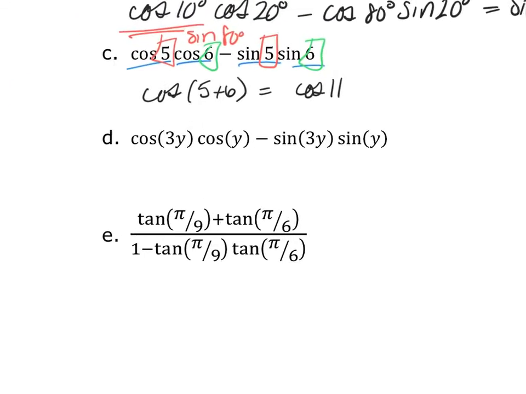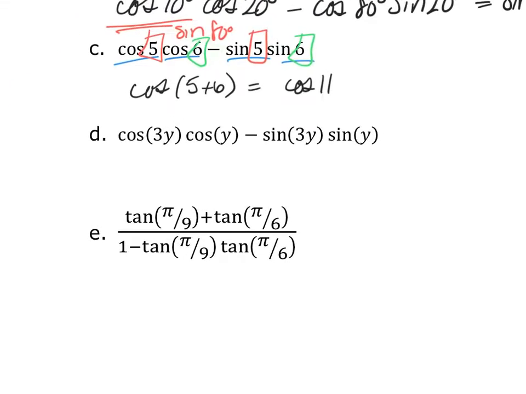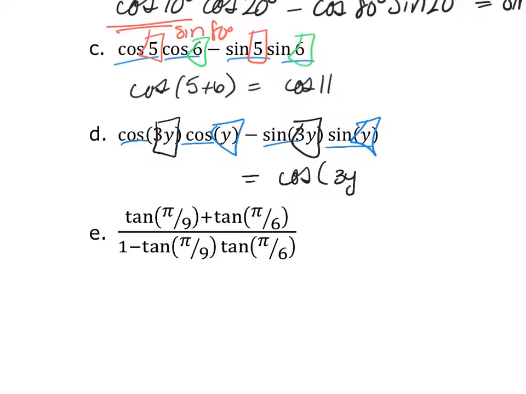All right, what about D? Do we see any pattern recognition here? Yep, what do we see? I see cosine, cosine, cosine, cosine, sine, sine. This angle matches this angle. This angle matches this angle. So what is this? Sum and difference of cosines. And so I'm going to write this as the cosine of 3y plus or minus.